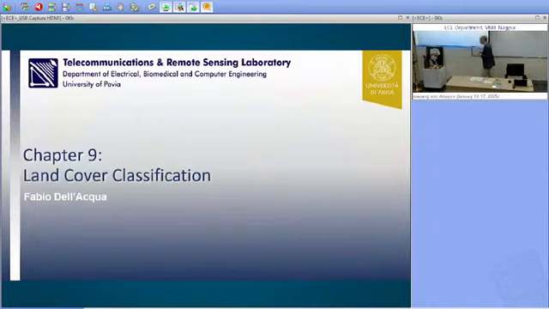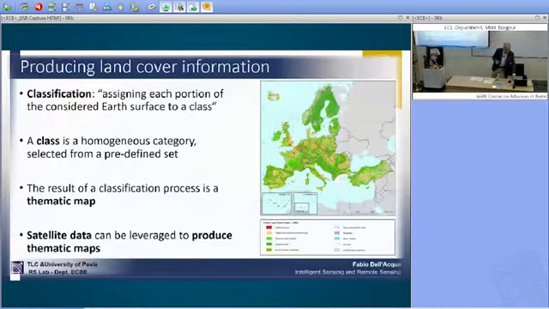Obviously, the last step can be very diverse because depending on the application for which you intend to use remotely sensed data, there's a huge range of possible things that you can do. So obviously, it doesn't make sense to list them all. I thought it was more useful to focus on one of them, a major stream in the use of remotely sensed data, which is land cover classification.